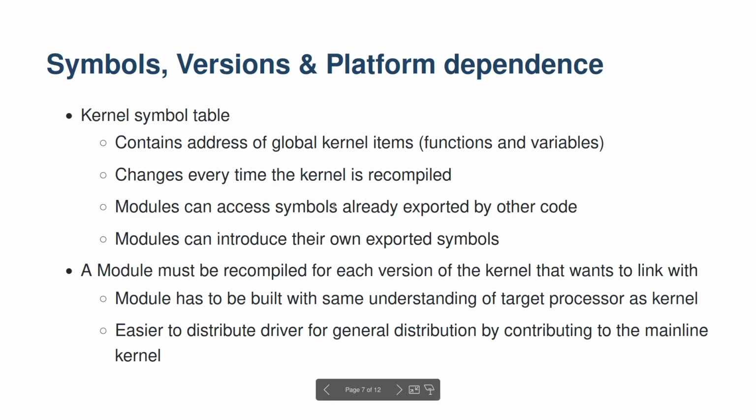Modules can access the things that are already in the table that have been exported by other code, and they can also introduce their own exported symbols. But because this thing changes every time the kernel is recompiled, we have to recompile any modules we wish to use for the kernel anytime that we want to recompile the kernel, right? Any version that we want to link our module with, we have to compile a version of the module for that version of the code. It sort of has to be built with the same understanding of the target processor as the kernel and the same configuration, etc.